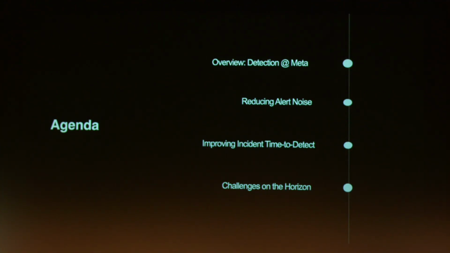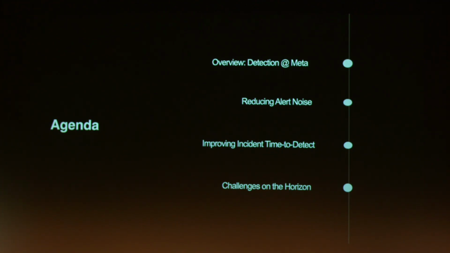So what am I going to talk about today? First, we're going to do an overview of detection at Meta. I'm going to talk about our system architecture, just an overview, not in detail. After that, we're going to go into our first big problem that we faced, which is our alert overload and how we try to reduce the noise.